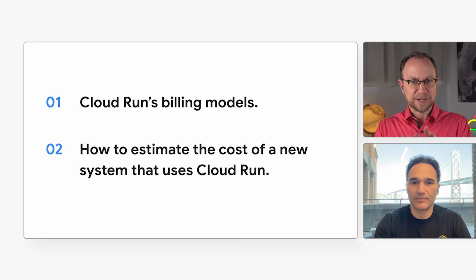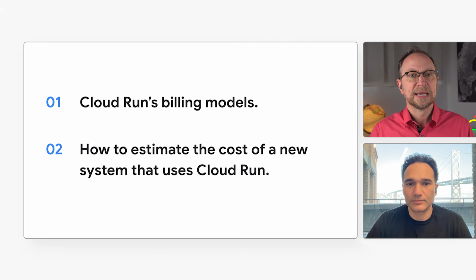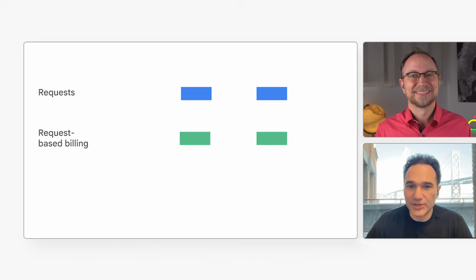Okay, so the first item on your list is Cloud Run's billing model. That's pretty simple, isn't it? I pay for the CPU and memory I allocate. That's right, but if you know a little more than that, you can save some money. I like saving money. Tell me more. So first of all, there are two billing models, request-based and instance-based. The default one is request-based. You pay for each request and for the CPU and memory allocated while a request is being processed.